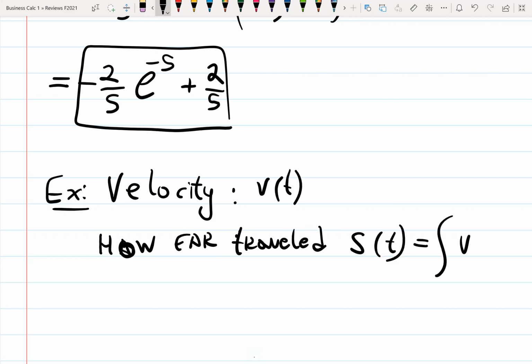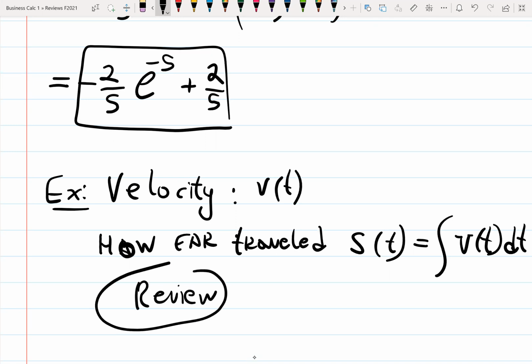The particle travels this amount of meters in the first 6 seconds, and then the particle travels this amount of meters in the second 6 seconds. So you just integrate it and plug in. So review that one, because I don't think we can do it now. Let me write down what to review.